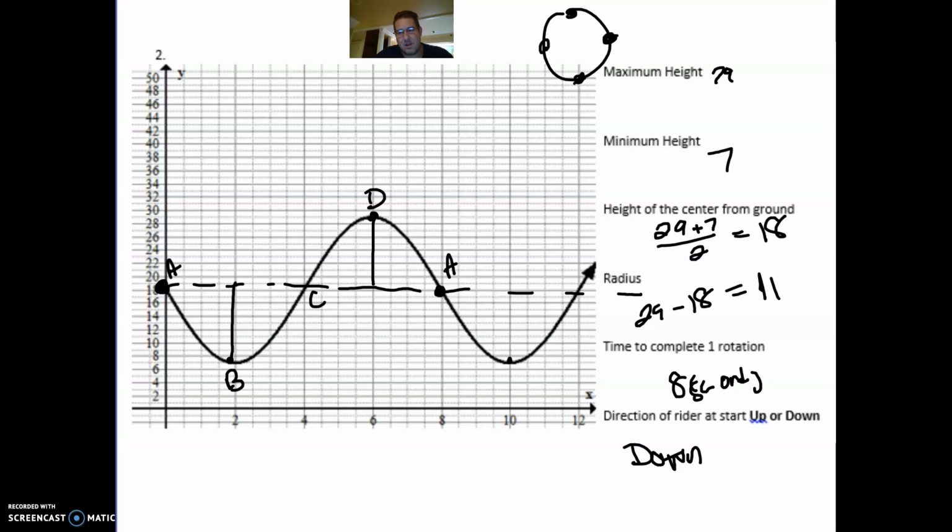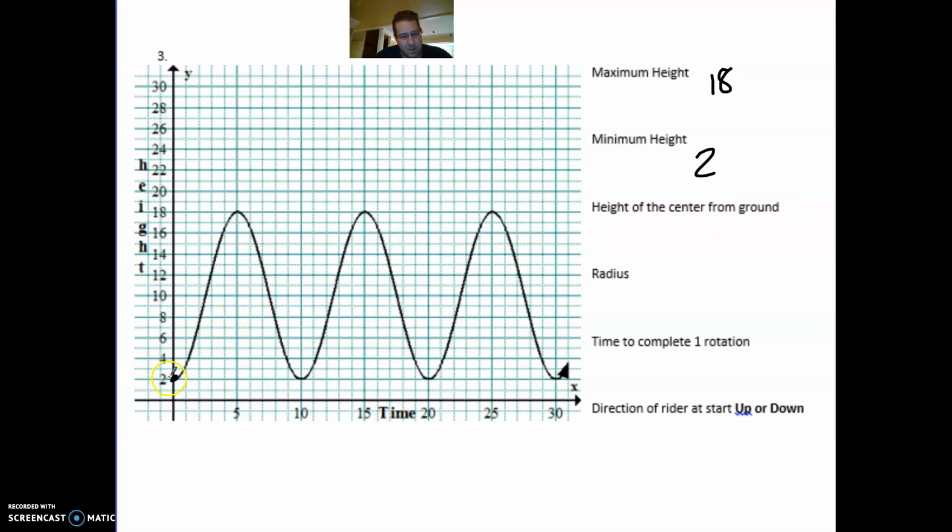This is a sine function, and this is a cosine function because it's not starting in the middle. It's starting at either the highest or the lowest. So the height of the center to the ground. Remember what we did before. So we add the 2 and divide by 2. That means it's 10. 10 is the middle of the graph.